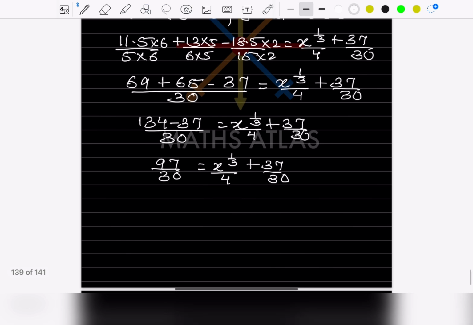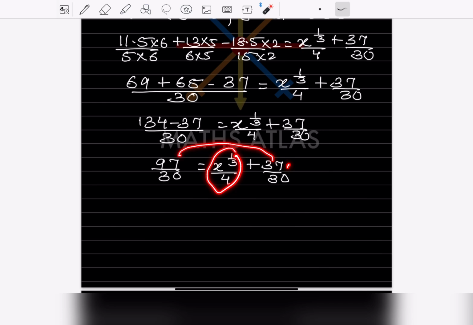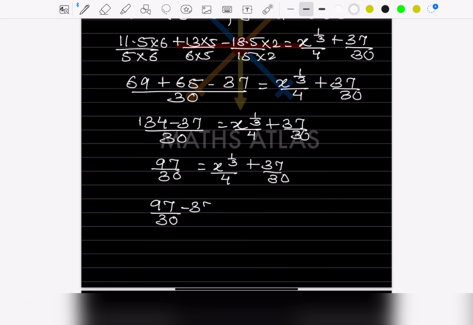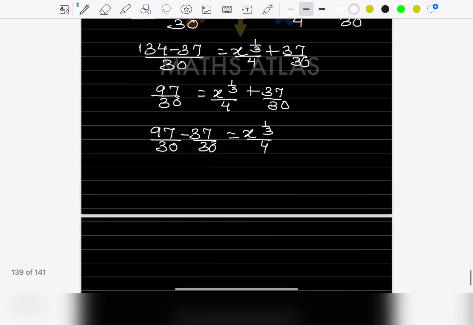So now what will you do here? We can also do one thing. We can keep this x part at one side, and take this together. So we can also write this one as 97 by 30 as it is on the left hand side. If we take this here along with the sign, this is plus, so this is going to be minus. So that is going to be minus 37 by 30 is equal to x raised to 1 by 3 by 4. So now it is going to be 97 minus 37 by 30.